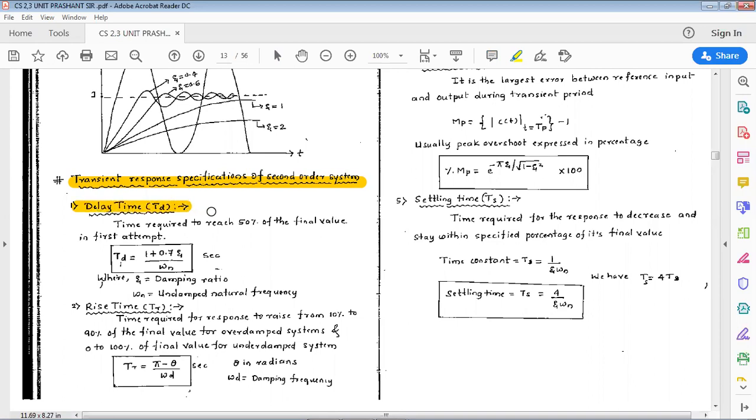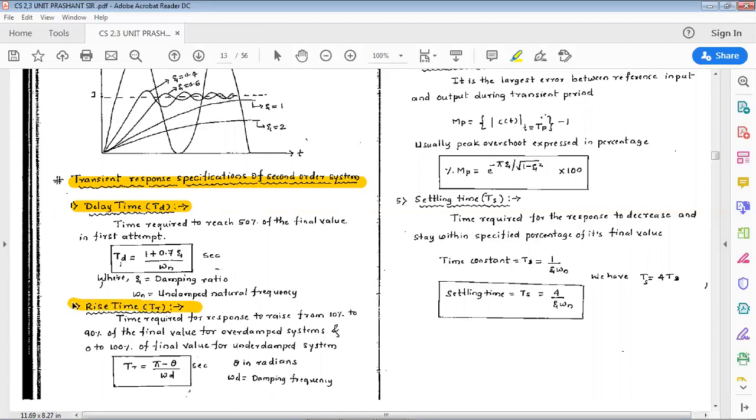The notation is TD. So what is the definition of TD? The time required to reach 50% of the final value in the first attempt. The equation for TD will be (1 + 0.7 zeta) / omega n seconds, where omega n is the undamped natural frequency in radians per second, and zeta is the damping ratio.